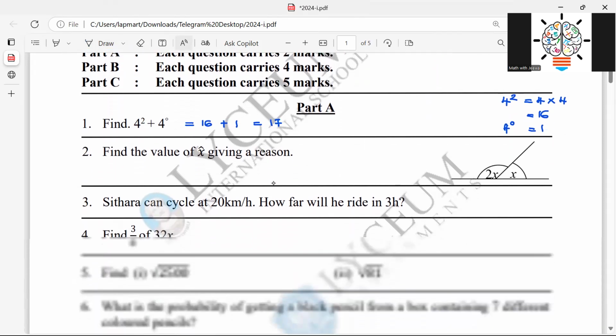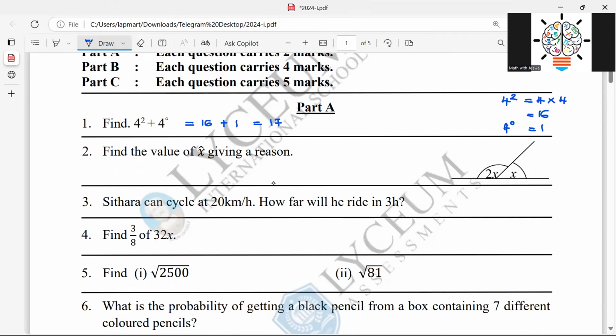Okay. Then the next one, you want to find the value of x, giving reason. Now we know when you add 2x and x, it should add up to 180 degrees. What is the reason? Angles on a straight line. That is what you write. You just write the reason, you don't want to write angles on a straight line add up to 180. No, you don't want to. Why? The add-up-to-180 part you have already shown with the symbols and numbers. So you just mention inside the bracket: angles on a straight line.